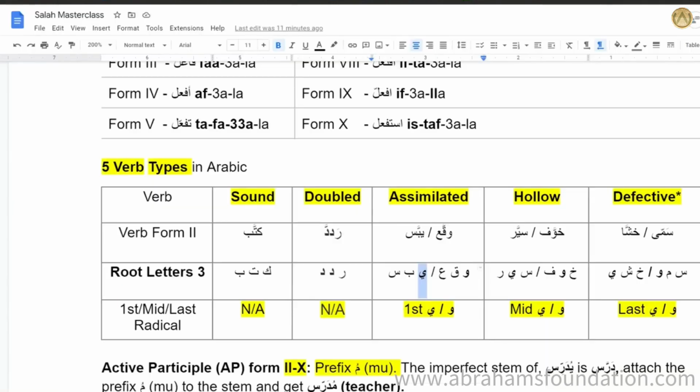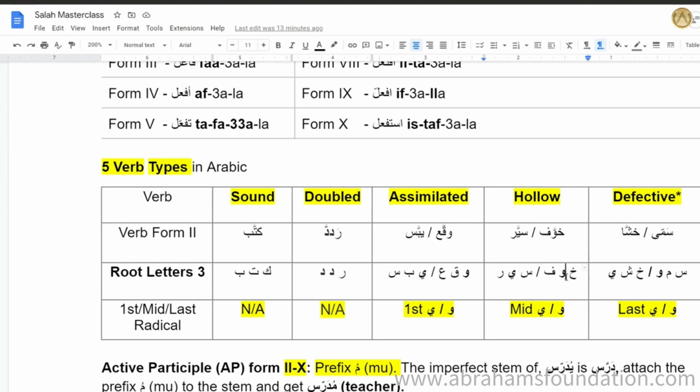And then hollow verbs. This is almost the same rule, the waw and the ya, but it's not the first letter, it's the middle letter that is a waw or ya. Basically, the rule is the middle letter either disappears or becomes an alif. Khafa, like that one. Same thing for sayyara, sar, and so on. It disappears.